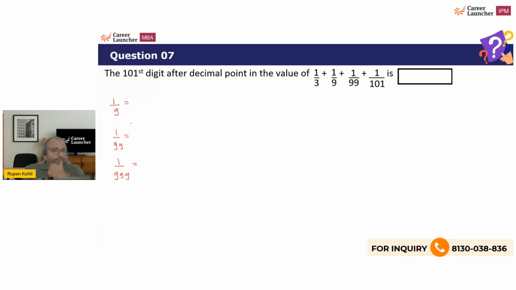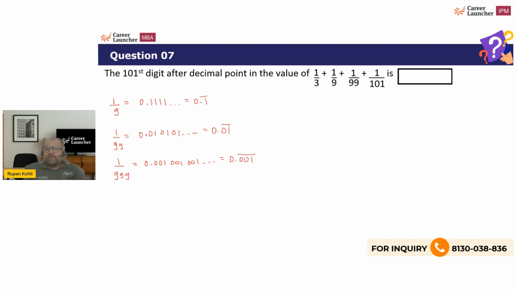then what is the pattern in the decimal representation of these numbers? 1 by 9 is 0.111111, right? 1 by 99 is 0.010101 dot dot dot. 1 by 999 is going to be 0.001001001, and so on. There's a pattern, right? 1 by 9999 will be 0.0001 repeating. This is 0.1 bar, this is 0.01 bar, 0.001 bar. Bar means repeating, right?